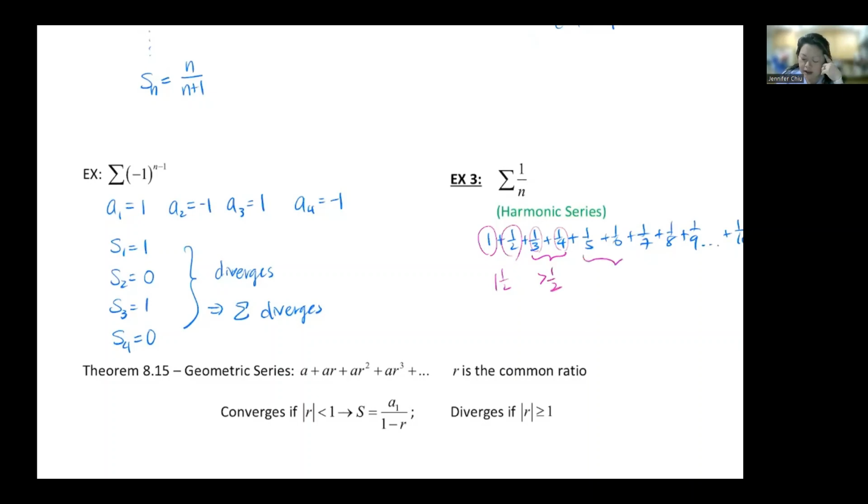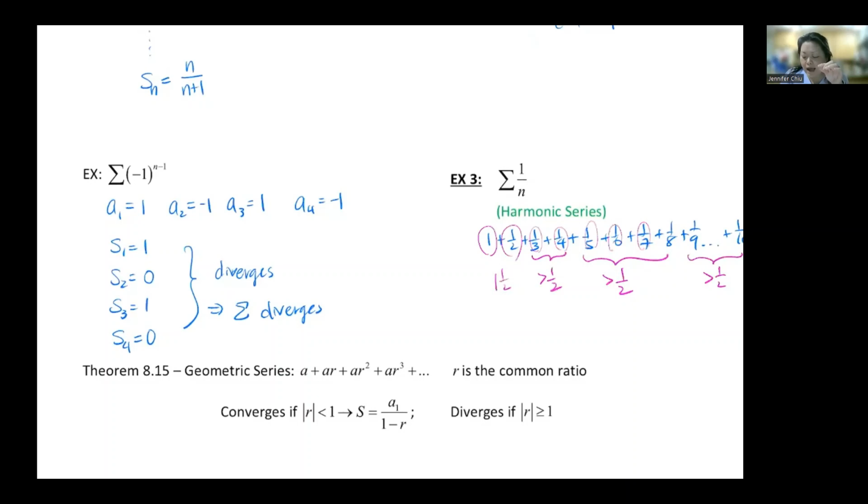Next, you're chopping them in powers of 2, so it's a lot easier to understand. Here I have 4 fractions. These 3 are bigger than 1/8. So 3 things bigger than 1/8: 1/8, bigger than 1/8, bigger than 1/8, bigger than 1/8, plus 1/8. So you're going to get bigger than 4/8, so bigger than 1/2 again. If you continue this pattern, every power of 2 separation here, you get bigger than 1/2.